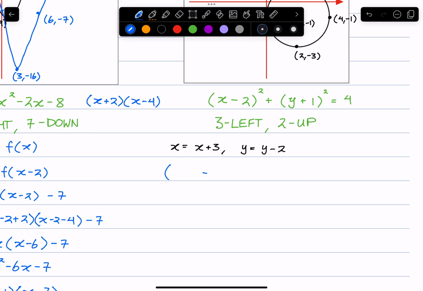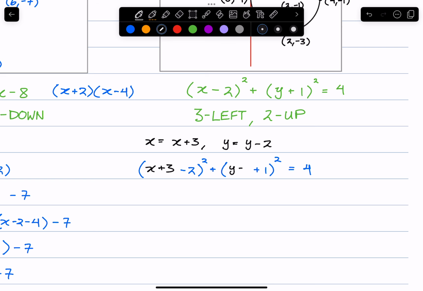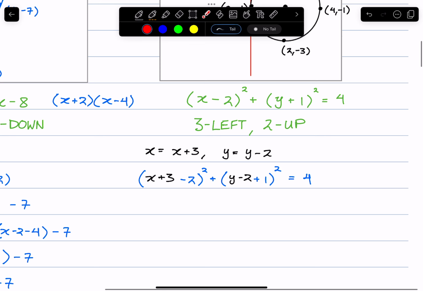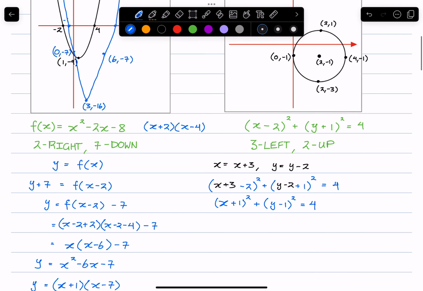Let me write this out like so. Notice how I'm leaving space for the expression that I'm about to substitute. So this becomes x plus 3, y minus 2. Simplifying these, we get positive 3 minus 2 becomes x plus 1 squared, plus negative 2 plus 1 becomes y minus 1 squared equals 4.